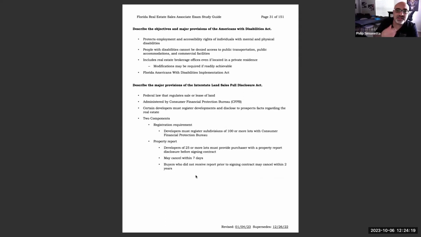All right, so you have to describe the objectives and major provisions of the Americans with Disabilities Act. It protects employment and accessibility rights of individuals with mental and physical disabilities. People with disabilities cannot be denied access to public transportation, public accommodations, and commercial facilities. It includes real estate brokerage offices, even if located in private residences. Modifications may be required if readily achievable. The Florida Americans with Disabilities Implementation Act is the state law, and there's a federal law as well.